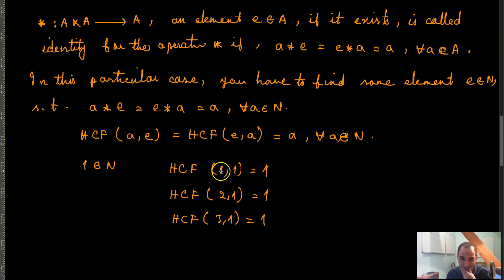And of course, over here I got 1, so I have no problem. But then over here, I'm supposed to get 2. Over here, I'm supposed to get 3, and so on and so forth. So what that means is that 1 as the identity is not working here.